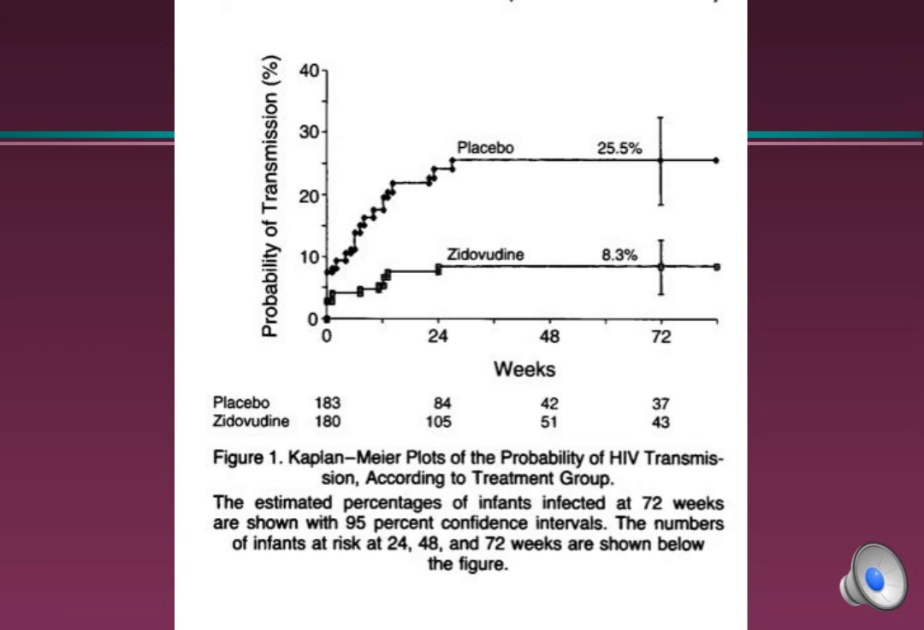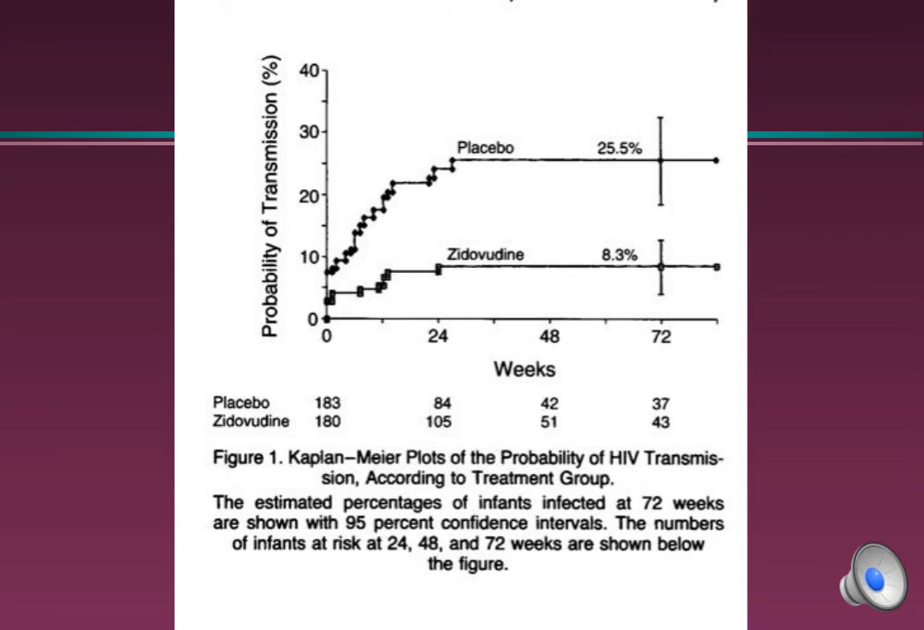This shows the results of ACTG 076. This is a Kaplan-Meier plot, which you see very frequently, and it shows the number of women who received the placebo and the AZT, 183 and 180 at the beginning of the study and during the follow-up period. Of course, after women delivered and their babies were either infected or uninfected, they were no longer followed, so you see the number of weeks and the number of women. At the end of the study at 72 weeks, there were in fact only 37 women in the placebo group and 43 in the AZT group.